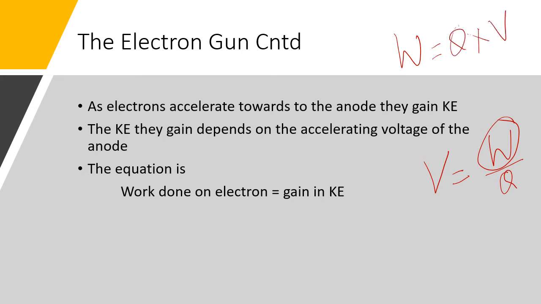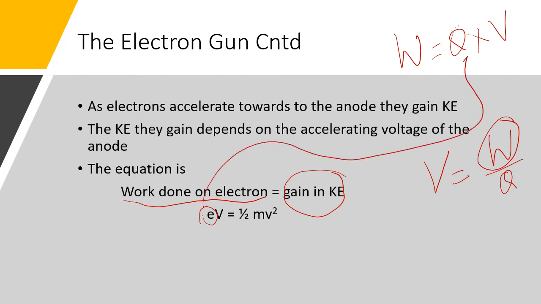So the work done on the electron here will be the voltage that has been applied times the charge of the electron. And then the gain in kinetic energy, you know already the equation for kinetic energy. So here, this e is the same as this Q, the charge of an electron. This V is the voltage that you have applied. m is the mass of the electron, and v is the speed that it gets. So based on this equation, if they're asking you for the speed, rearrange it to find v. If they're asking you for the voltage, rearrange it to find capital V.